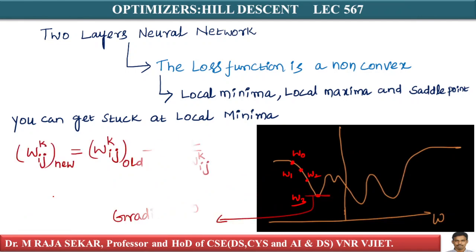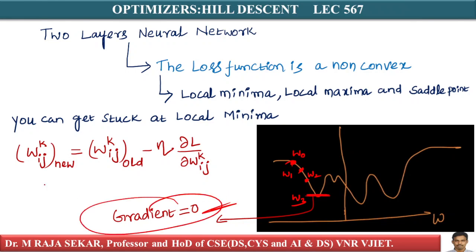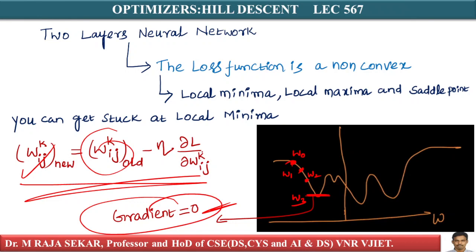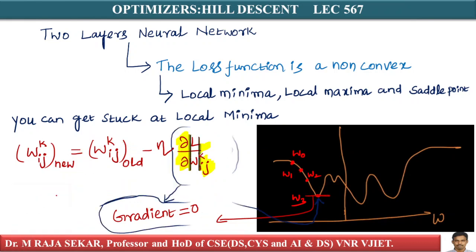How does it work? Just see. If I start initialization at this point and keep on applying gradient descent using this formula, I will move from W0 to W1, W1 to W2, and after some stage, to W3. At W3, the gradient equals 0, that is, the derivative equals 0. What is your update equation? Wkij new equals Wkij old minus eta into dou L. This particular derivative becomes 0, which means there is no difference between the old value and the new value. So you can say it has converged, isn't it?